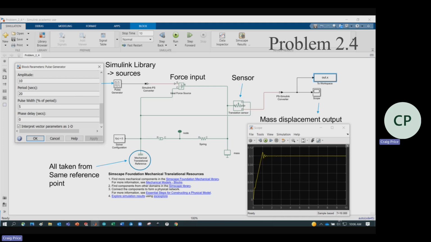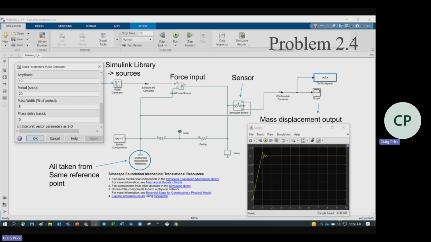You want the R for both of these connected to the mass. C should be connected to ground for both blocks. Yeah, like that.